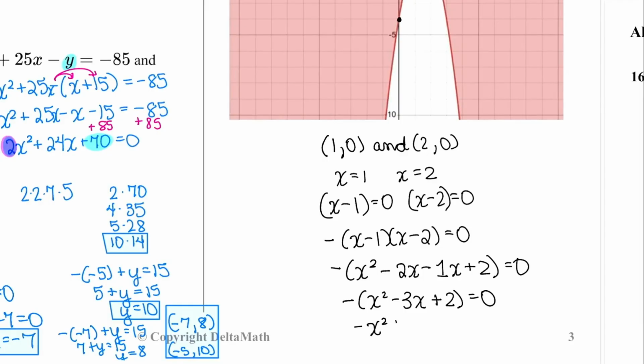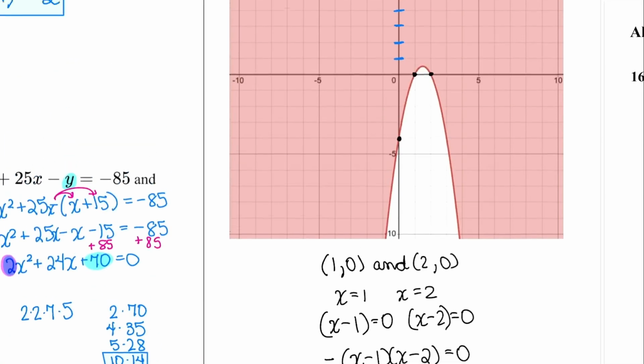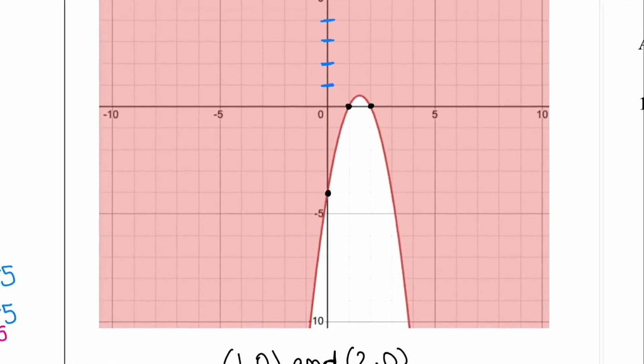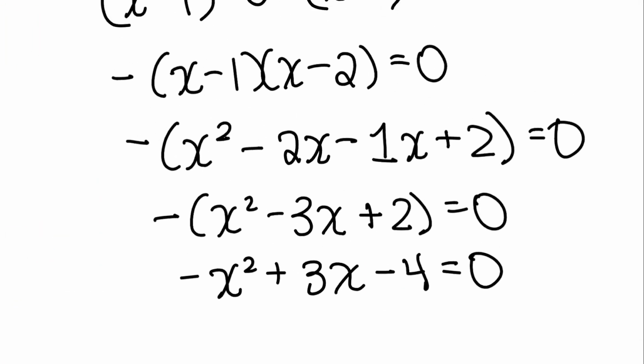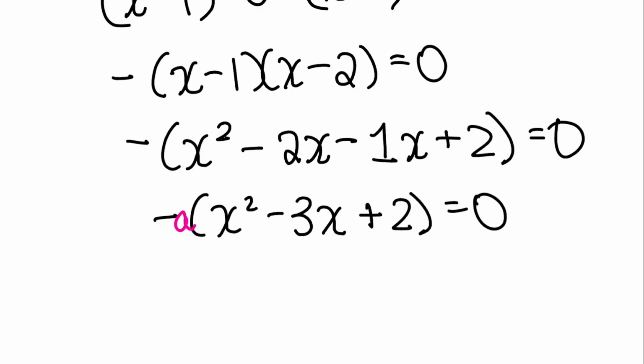Or negative x squared plus 3x minus 4 equals 0. And then let's look at our points here. But let's just back up one step right here. So negative a. Okay, so what we're going to do here, I'm just going to erase this last part, and I'm going to set this equal to y instead of 0. And I'll explain to you why I'm doing this.